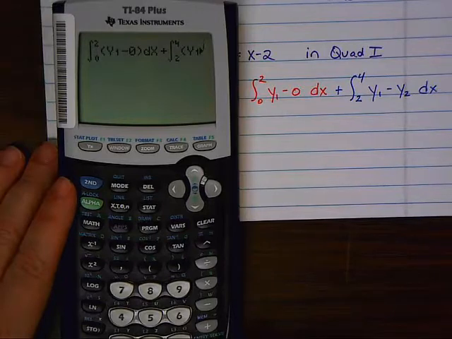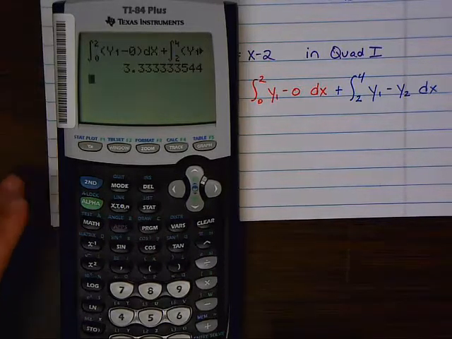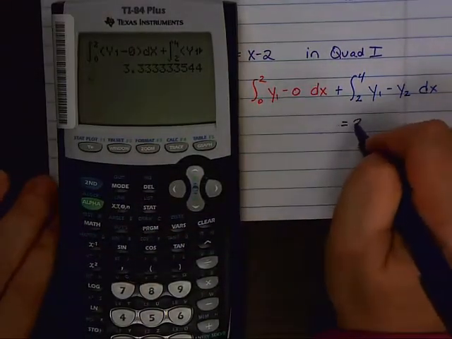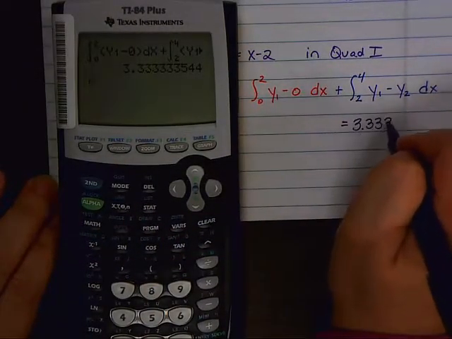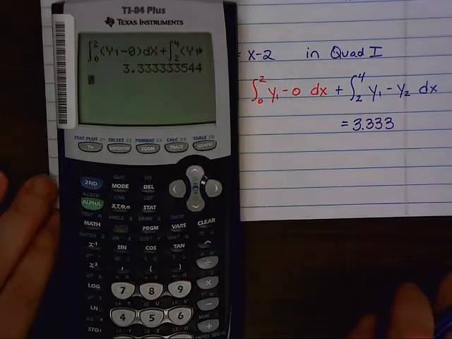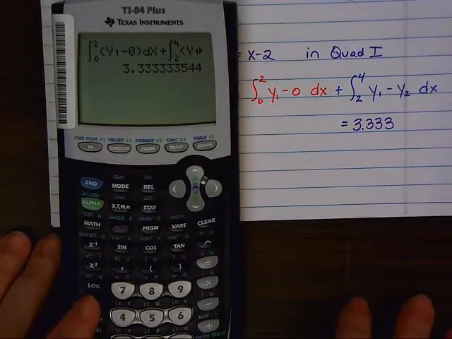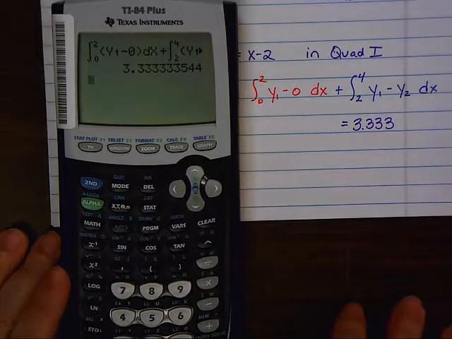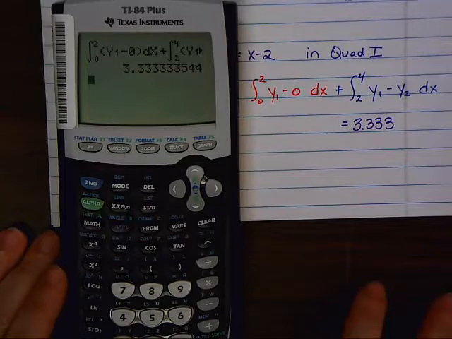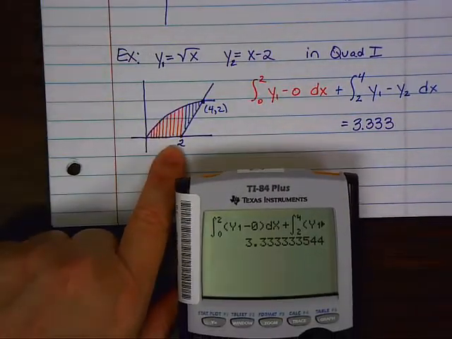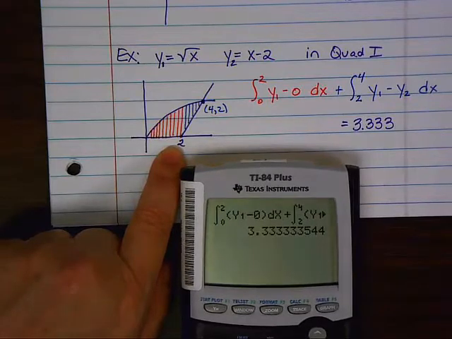Push enter. It's got a lot of work to do, so it takes a little bit. And our answer is 3.333. It would look like 3 1/3, except for that 544 on the end. And sometimes you do get margins of error when you do the math. Okay? So, that is the area of that thing right there, completely. Approximately 3 1/3 square units.